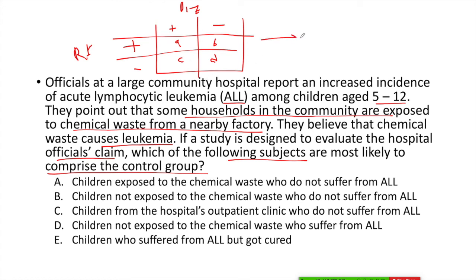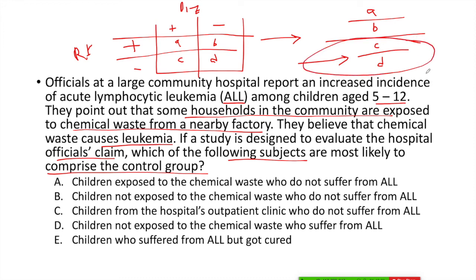When we make our equation, the groups that we're comparing is the odds of having ALL in people that are exposed. So that's going to be our numerator. And our denominator is the odds of having ALL in people that are not exposed, okay? So when you look at this part of the equation, this is what's being asked about. What is this part of the equation? This part of the equation is looking at patients with ALL who are not exposed to that chemical. That's how you compare it.